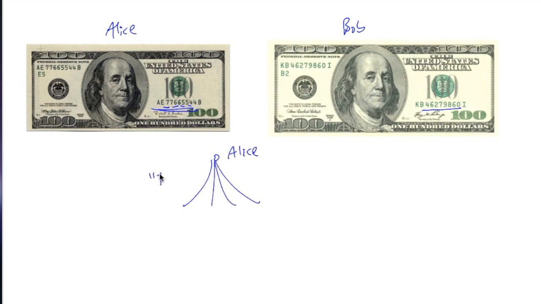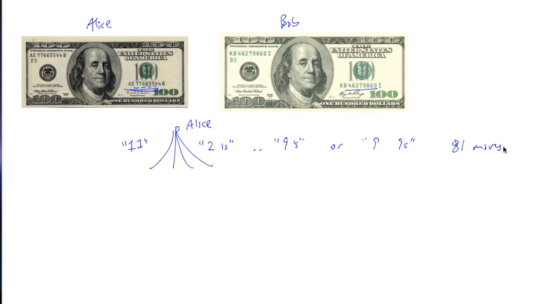And now, in the first move, remember, Alice can do a few things. She can basically say, I have 1 1, 1 2, 1 3, 1 4, 1 5, or I can say I have 2 1s, or I can say I have 9 1s, or I can say I have 9 9s. Basically, Alice has 81 moves here, right?